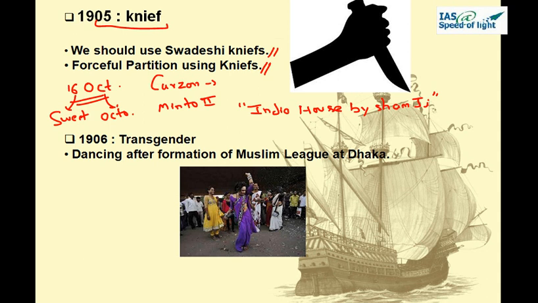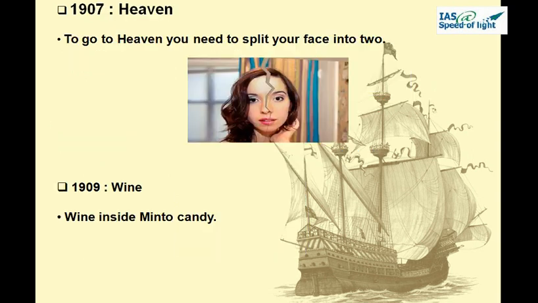Coming to the next year, which is 06. 06 is Sixer, or the transgenders or Chakes, like this picture, and they're dancing after the formation of Muslim League in Dhaka. So 06 or transgenders, we are relating it with the formation of Muslim League. 07 is heaven, and we have already learned it last time. Rasmalai, Ras Bihari Bose, 07, it got split into two. So 1907 heaven, we link it with the Surat split or the face split. You can see this girl's face, it is getting split into two parts.